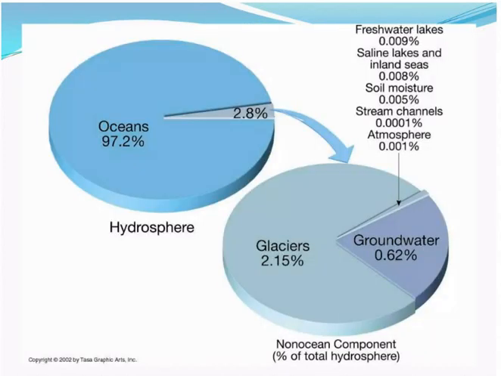Now in the pie graph you can see 97.2% ocean and only 2.8% glacier and 0.62% groundwater. So freshwater lakes, saline lakes and inland seas, soil moisture, stream channel, atmosphere, components, percentage of total hydrosphere.